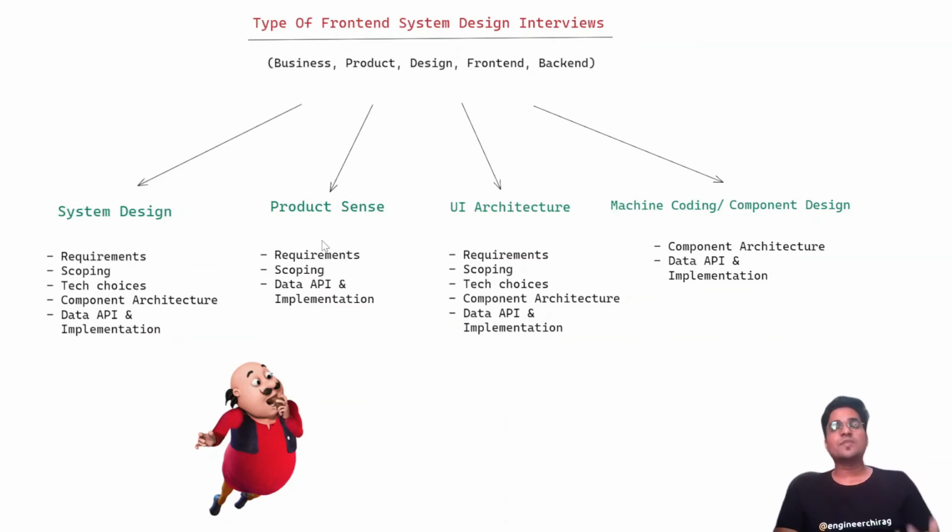So whenever system design is discussed, it's a combination of everything that is listed over here, right? Similarly, when product sense is considered, it's more about whether you are able to think from a product side, right? Are you able to list down the requirements properly? Are you able to scope those things in terms of prioritization, right? Are you able to come up with some basic data, APIs and the implementation that you want to have with the backend guy, right?